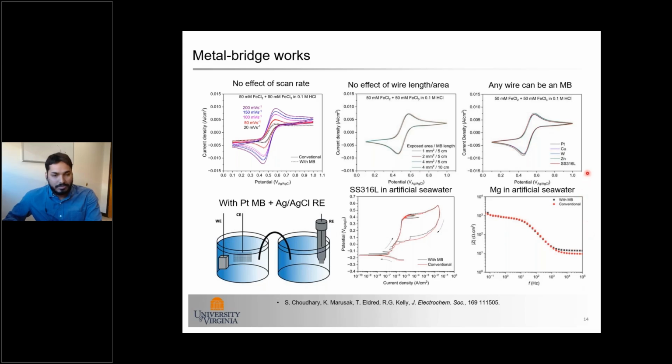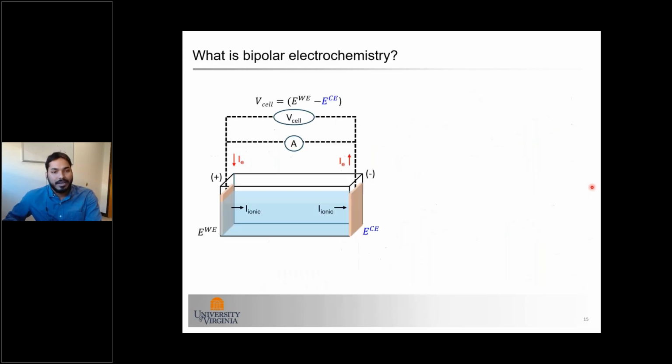So how does it work? To understand that, we need to understand something called bipolar electrochemistry. So here's a 2-electrode setup, and we are flowing a current between them. If you measure the potential difference, you get a potential difference, like this.